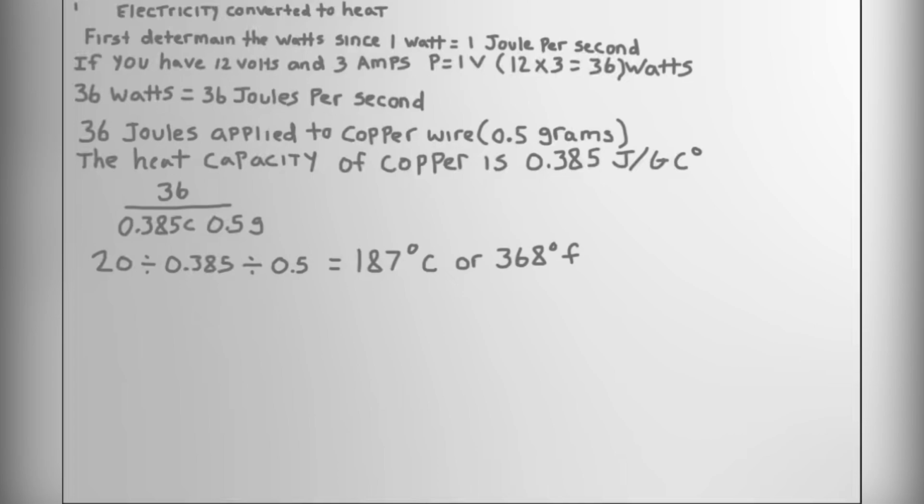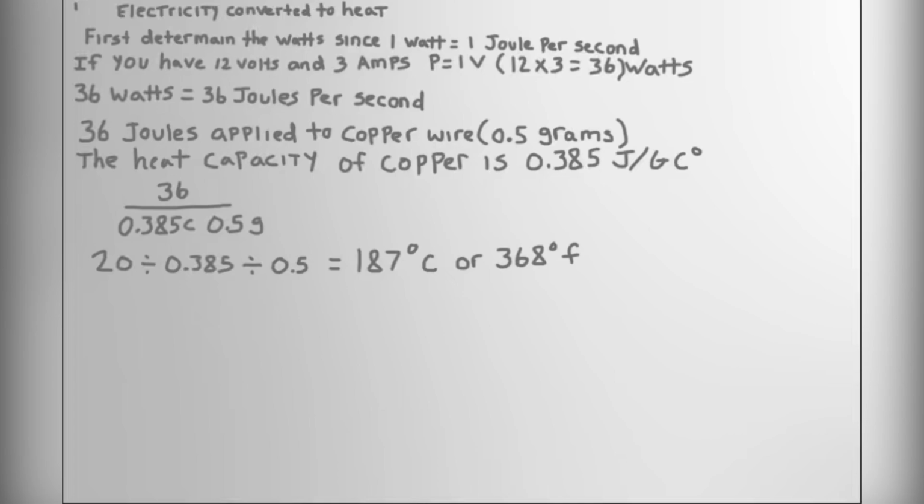So I came up with a little problem of my own: electricity converted into heat using joules. We'll first have to determine the watts, which is 1 joule per second. If we have 12 volts and 3 amps, the formula is power, measured in watts, equal to the current times the voltage, the amps and the volts. So 12 volts times 3 amps, 12 times 3 is 36, so it'd be 36 watts, which is 36 joules per second.